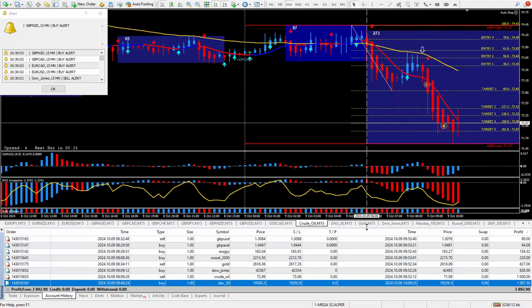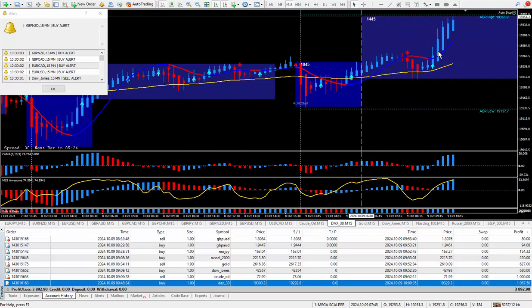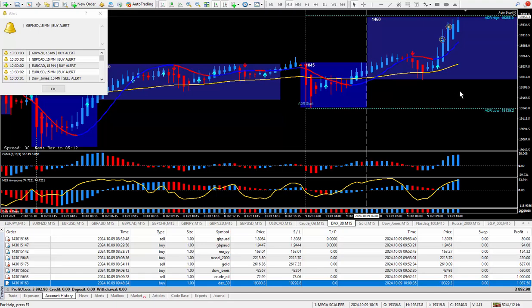Moving right along to the last trade, which is the DAX 30. Here it is right here. Still working its way up. It's almost getting ready to hit the ADR. ADR stands for average daily range. So just drag and drop this up.